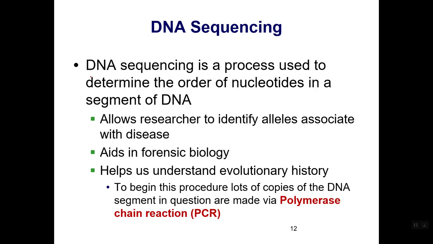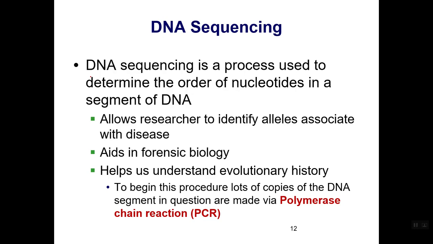Excuse me. Another technology is DNA sequencing. DNA sequencing, I mean, it's pretty obvious what happens in DNA sequencing, I think. We're sequencing the DNA. We're determining the order of A's, T's, G's, and C's in a segment of DNA. And that's really cool because what that can do for us is allow us to identify alleles associated with disease.